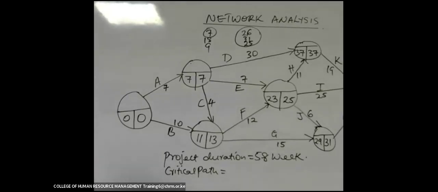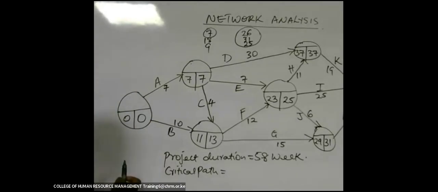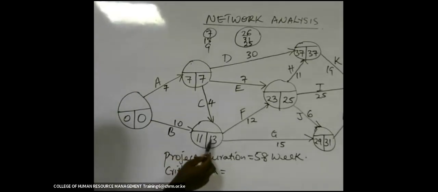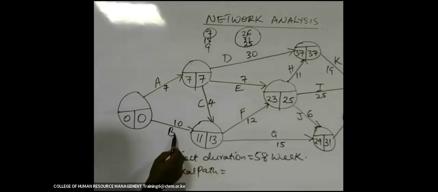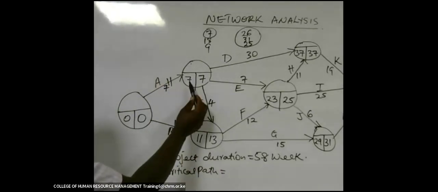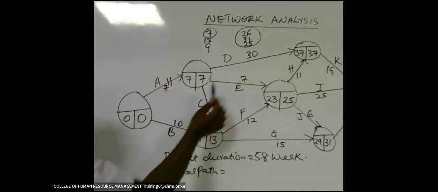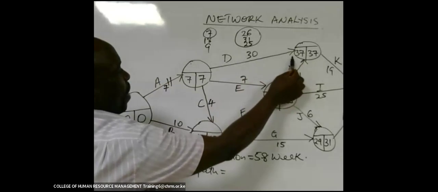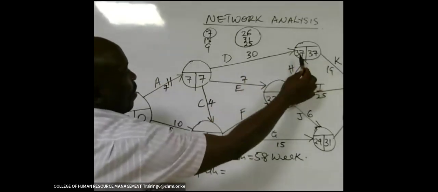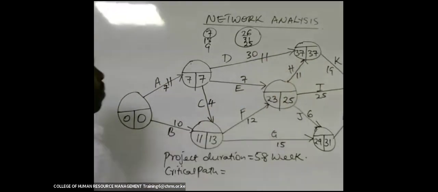It is very simple. Go with the path where we have got identical values. Like here, this is 0, 0. But here it is 11, 13. So this one is not a critical activity. So this one is critical because here we have 7, 7. When they are identical like this one, it is also a critical path. If you take that path, because here we have 37, 37, this is also a critical path.